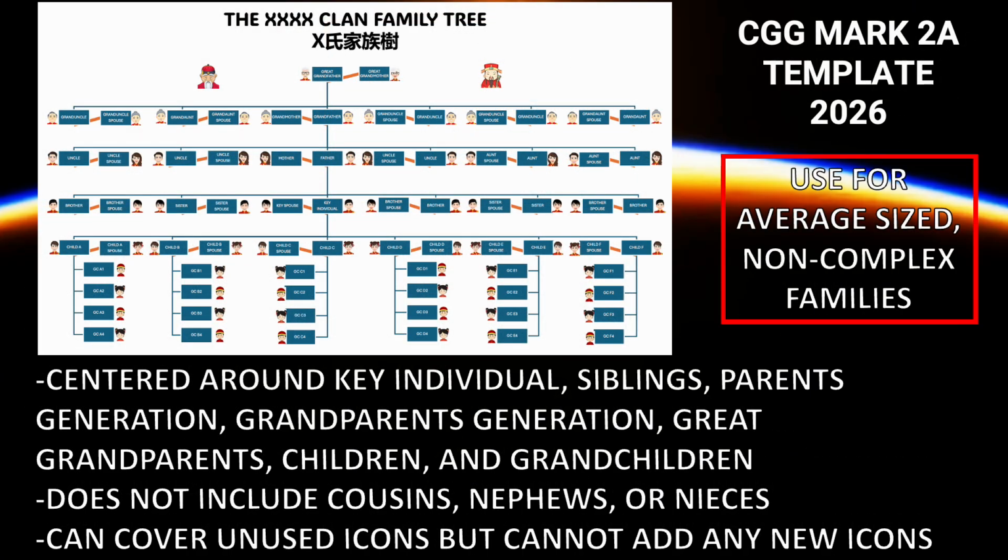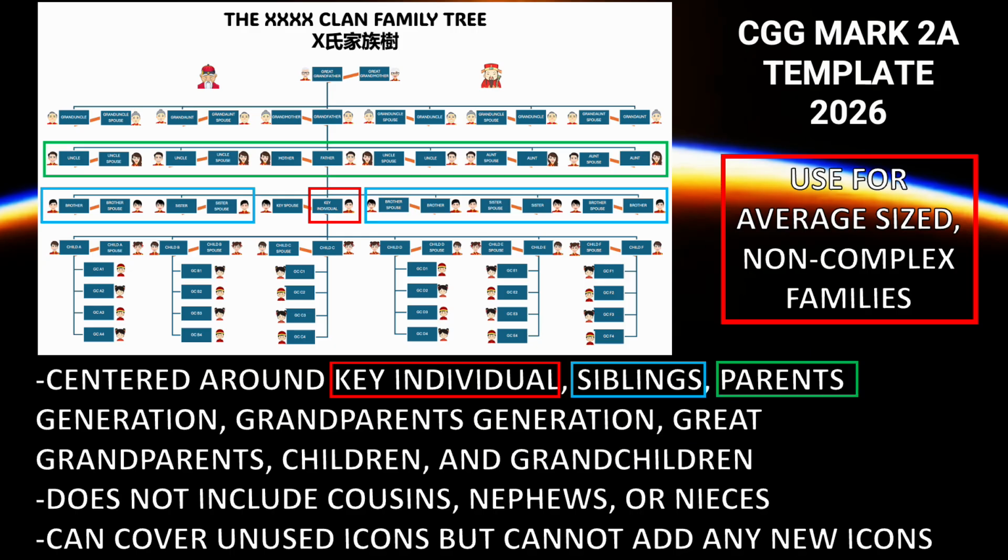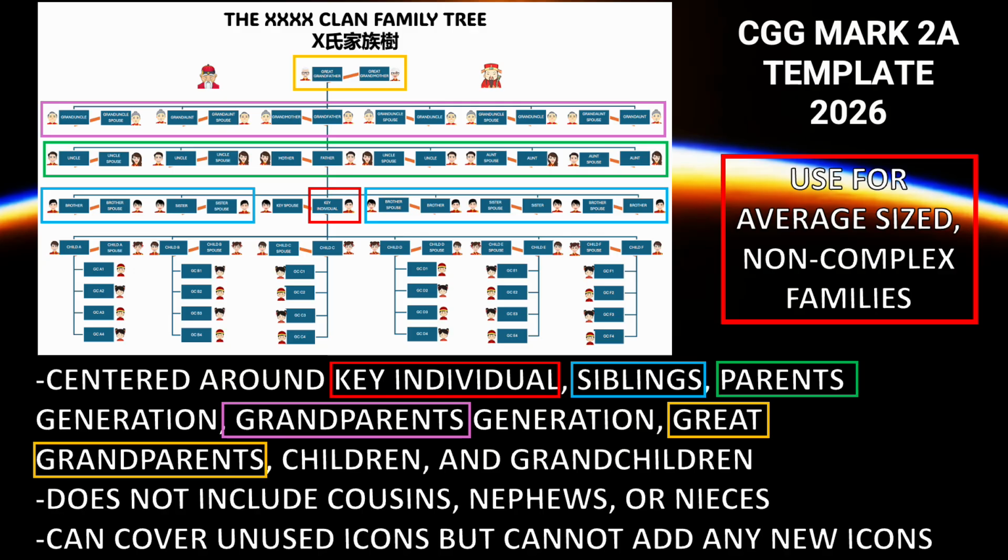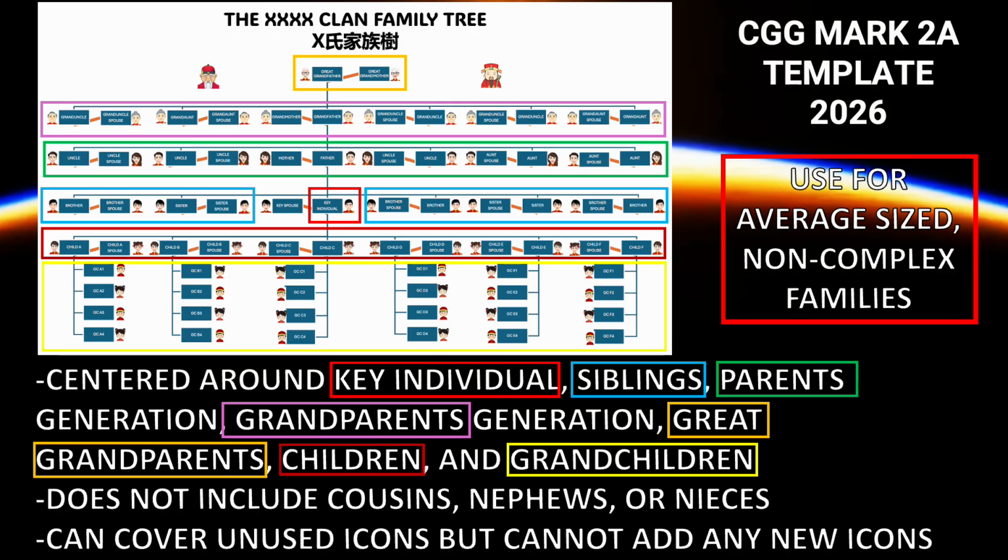Use this template for average-sized, non-complex families. The template is centered around one key individual: siblings, the parents' generation, the grandparents' generation, great-grandparents, children, and grandchildren. The template does not include cousins, nephews, or nieces. You will be covering unused icons with a masking square at the end of the project. You cannot add any more icons, so the maximum number of family members on the tree is limited to what is on the template.